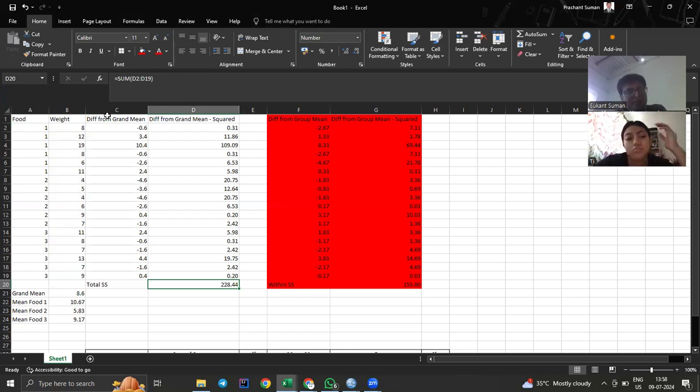Now, what is the next step that you will take to find out the variance after you find the sum of squares? I gave you that. Divided.